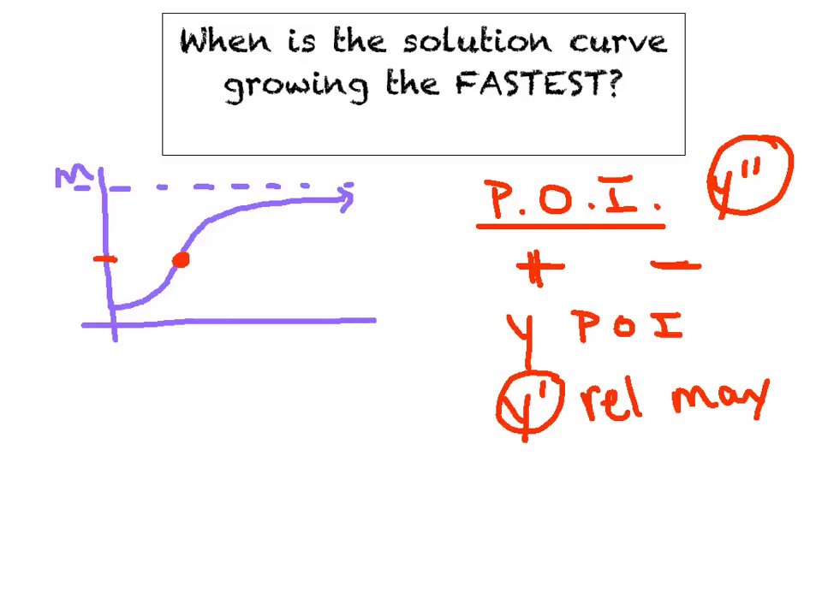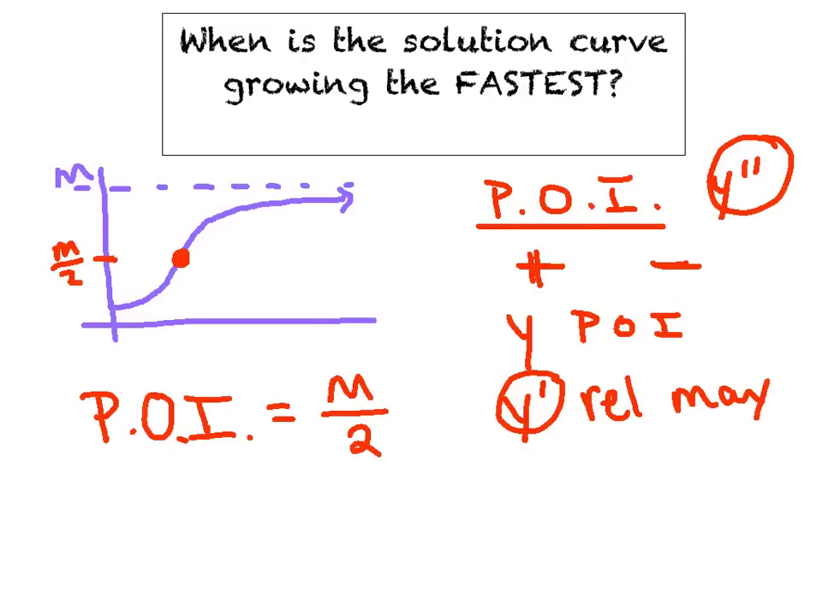Something very special about these logistic Diffy Qs. That point of inflection is guaranteed to occur at m divided by 2. That's a stone cold lock. That'll happen every time when we're describing a logistic solution. So our point of inflection is describing the point on the graph where it's increasing the fastest, and that's guaranteed to happen at m divided by 2.